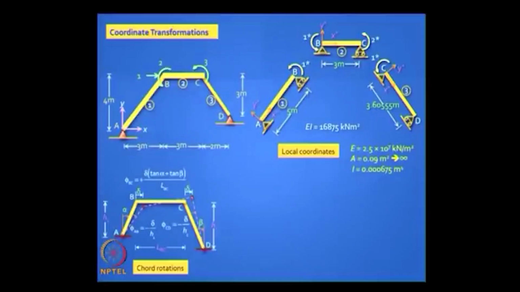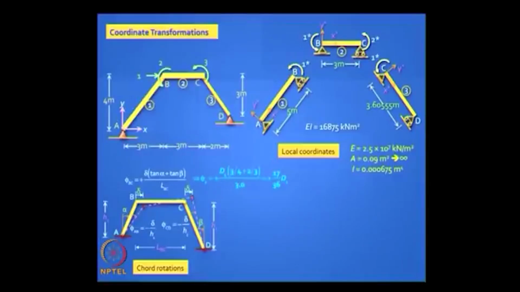So if you plug in the values of tan alpha and tan beta, because the dimensions are shown there, you will get the chord rotation for element 2 as plus 27 by 36 times the sway D1. Okay, just plug in the values of tan alpha and tan beta. The span of that element BC is 3 meters. So you will get this. Shall we proceed? We have done this earlier, it is just a repetition.